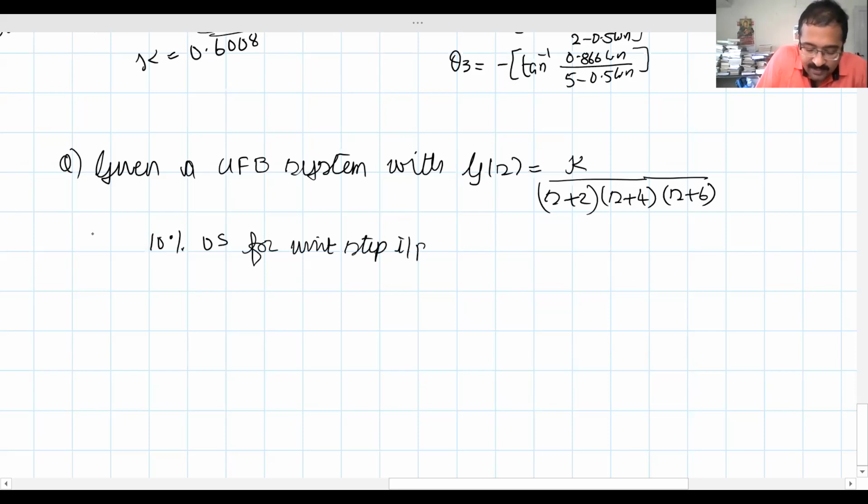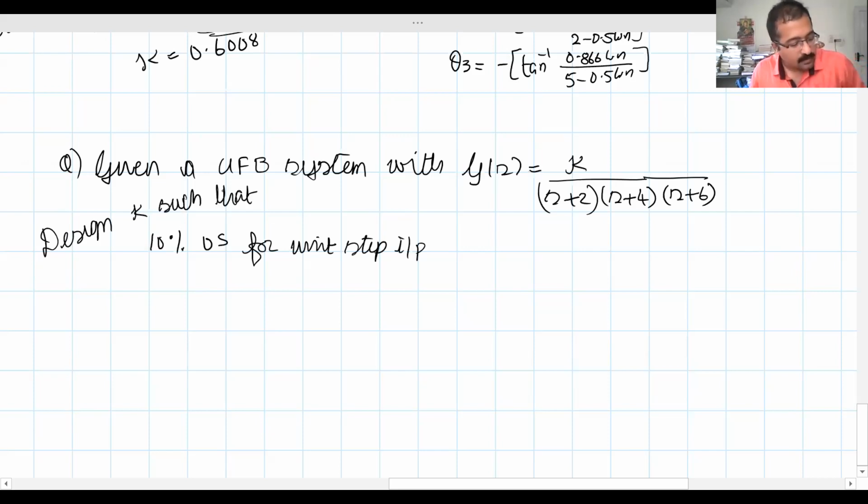Okay, design K such that 10% overshoot for unit step input, and hence we have to estimate what is peak time, settling time, and steady state error for a unit step input. Okay, so if you put this thing in the feedback configuration, what will be the order of the closed loop system? It will be third order, because (S plus 2) into (S plus 4) into (S plus 6) will be third order, right? So we have to first identify where are the dominant poles.